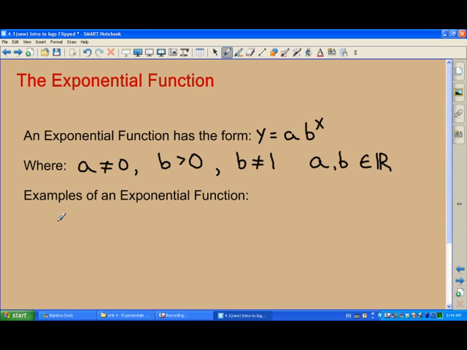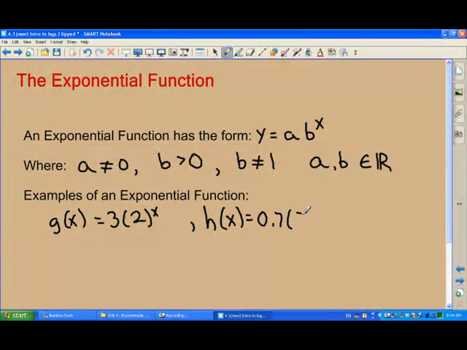So some examples of exponential functions: we could have a function like 3 times 2 to the power of x, or a function like 0.7 times 5 to the power of x, or even a function like negative 2 times pi to the power of x. Okay, these are all examples of exponential functions.